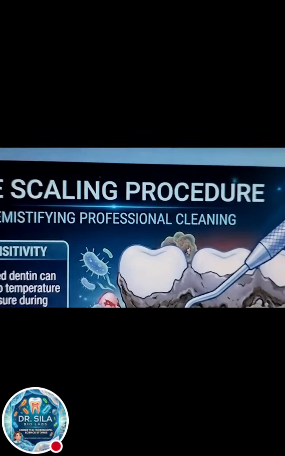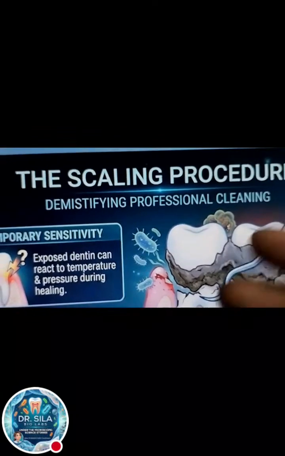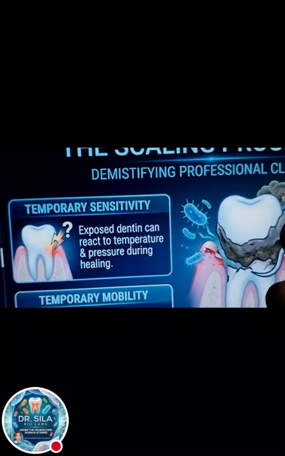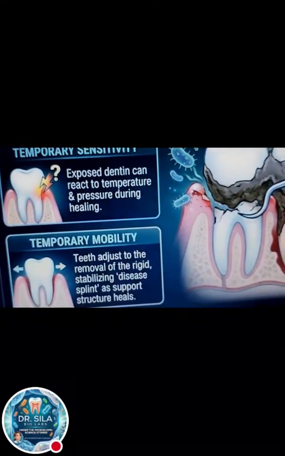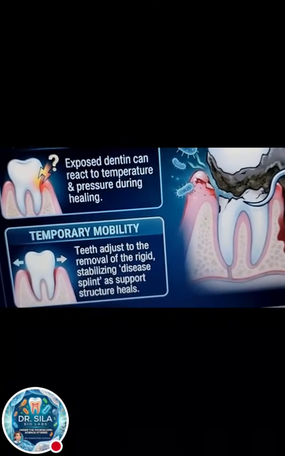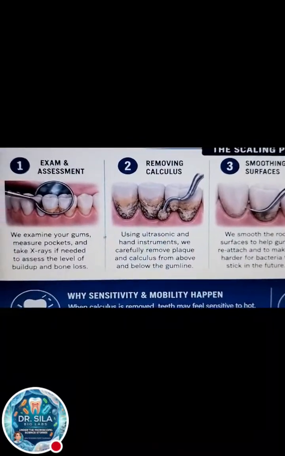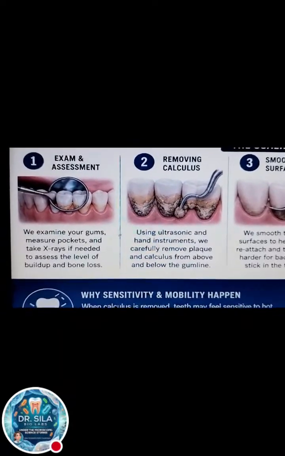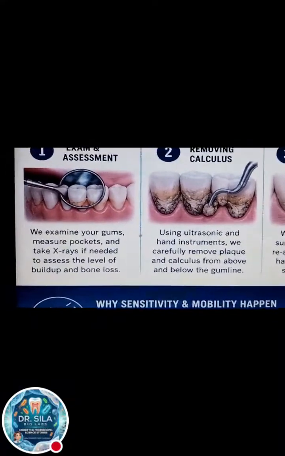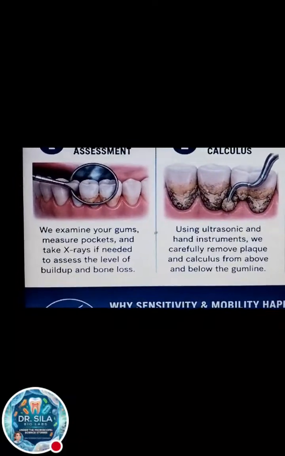Now what is scaling? The scaling procedure. Demystifying professional cleaning, temporary sensitivity, exposed dentine can react to temperature and pressure during healing. Temporary mobility, teeth adjust to the removal of the rigid, stabilizing disease splint as a support structure. Okay, now let us demystify the actual dental scaling procedure. What's happening during the professional clean and why do patients experience temporary sensitivity and mobility afterwards?